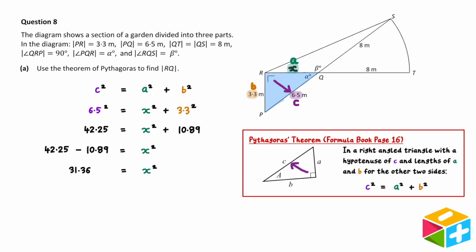Since the opposite of a square is a square root, the next step will be to square root both sides. Performing the calculation on the left-hand side gives us our final answer. X is equal to 5.6. Since all the other lengths in the triangle are measured in meters, that's the unit we'll want to use here.